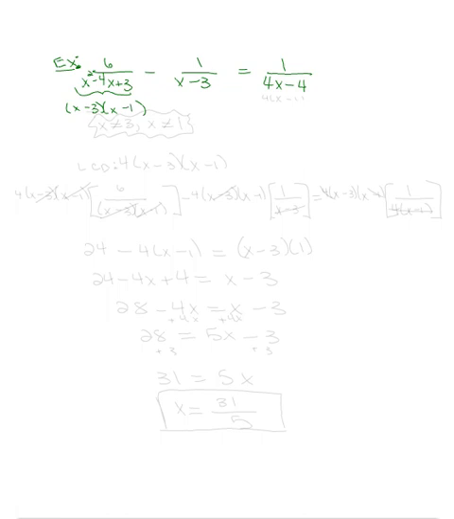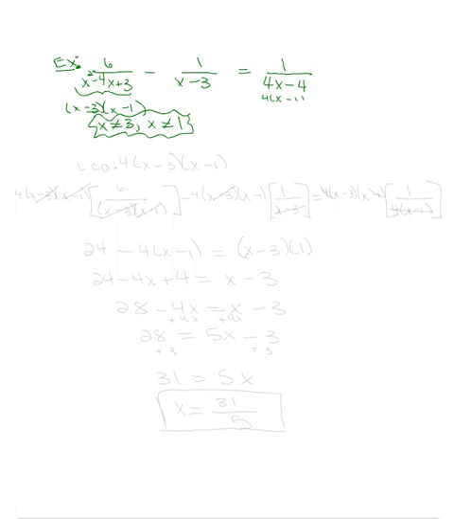So if we're identifying the domain here, we can note that x cannot equal 3 because x minus 3 equals 0 when x is 3. X also cannot equal 1. That's when 4 times x minus 1 equals 0 also. So our domain is that we could have x equal to any number but 1 or 3.